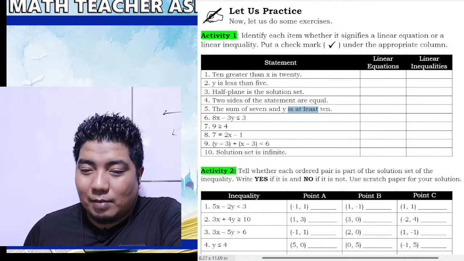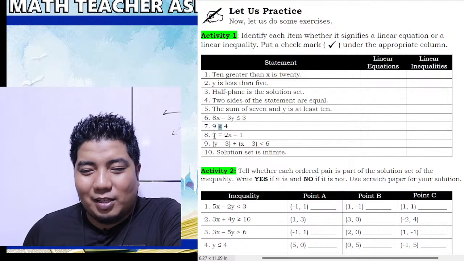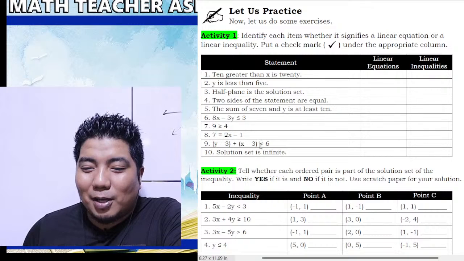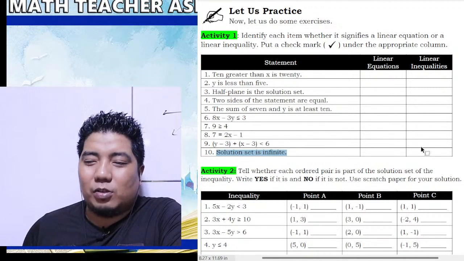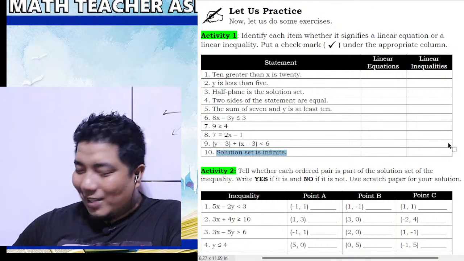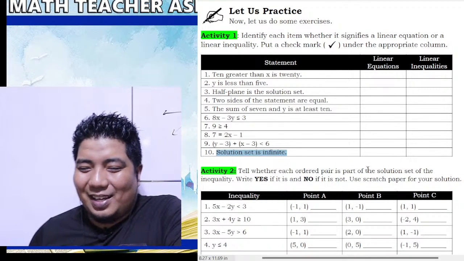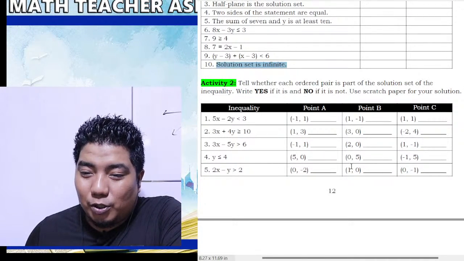Okay, so then that means, because of the symbol, inequality yan. Because of the symbol, equation. Because of the symbol, inequality. And solution is infinite. Ibig sabihin, marami. So, therefore, dito yan siya sa linear inequalities. Okay, at nasagot na ninyo agad ang activity 1. Okay, congratulations. Next, we go to yes or no.